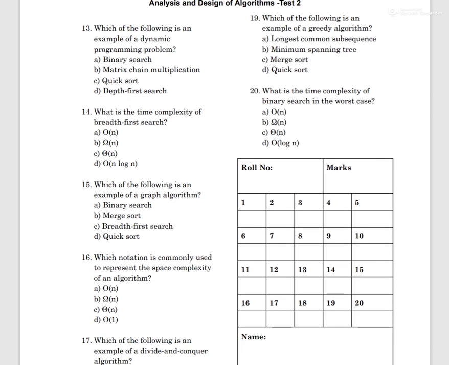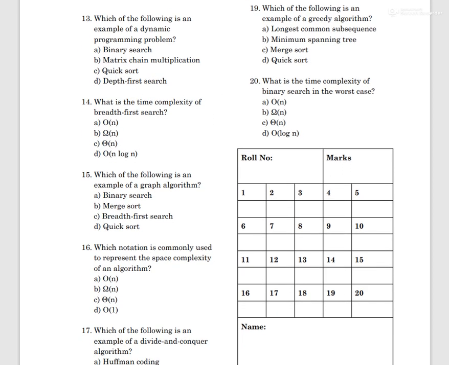Question number 13. Which of the following is an example of a dynamic programming problem? A dynamic programming problem, just now we learned what can be considered as a dynamic programming problem, that is, we search for a recursive solution and then we generate an optimal result. So a recursive solution can be generated in the matrix chain multiplication problem. So here the correct option is option B, matrix chain multiplication.